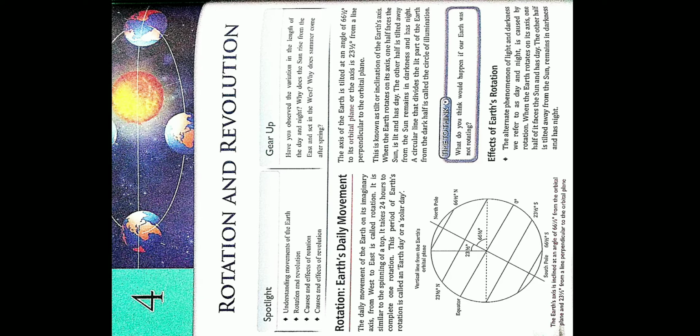The alternate phenomenon of light and darkness we refer to as day and night is caused by rotation. When the Earth rotates on its axis, one half of it faces the sun and has day, and the other half is tilted away from the sun, remains in the darkness and has night. So we have already discussed that the half which faces towards the sun has a day and the half which is away from the sun has a night.